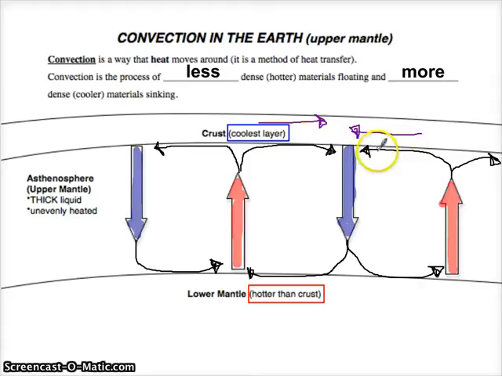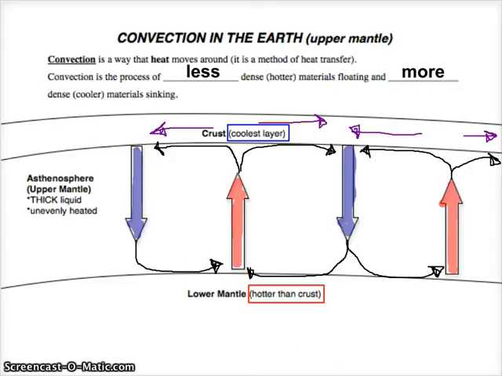So these arrows are going to be parallel. They're basically going to match. And hopefully you're going to see, once you put all your arrows in, that there are places where the crust is getting squished together, and there are places where the crust is getting pulled apart. And we're going to be talking more about what happens in these areas in our next unit.